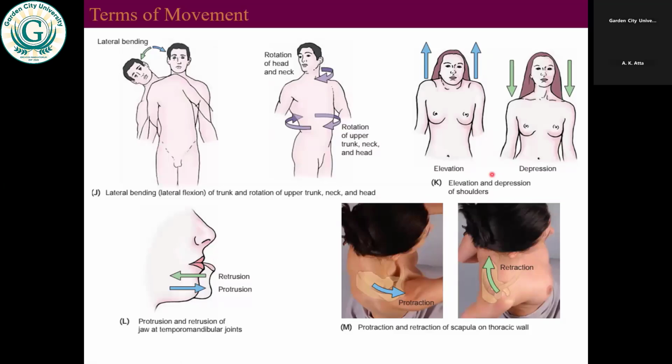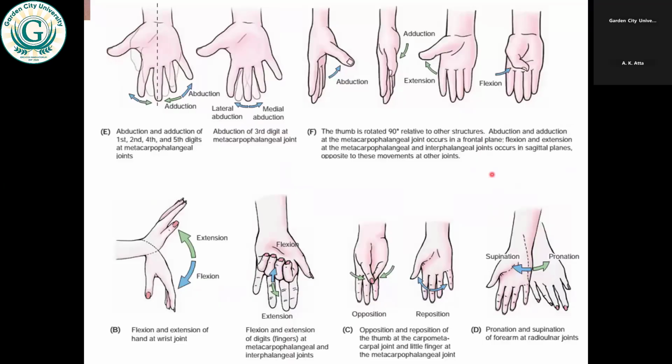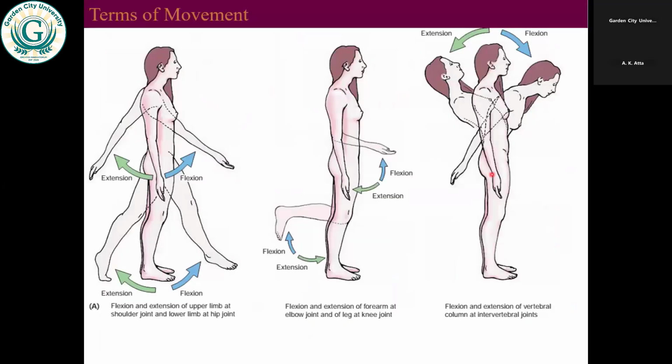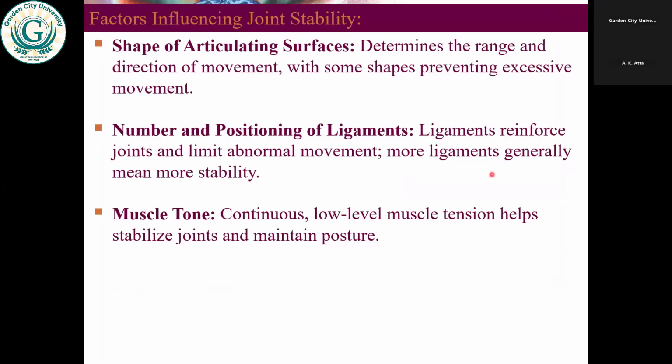At the joints. And there are muscles that are responsible for these movements. There's something called the stability of a joint. The stability of a joint is determined by the shape of the articulating surface, the number and position of the ligaments, and the muscle tone. These are the factors. There are some joints that are stable because of the bones, and some that are stable because of the muscles.